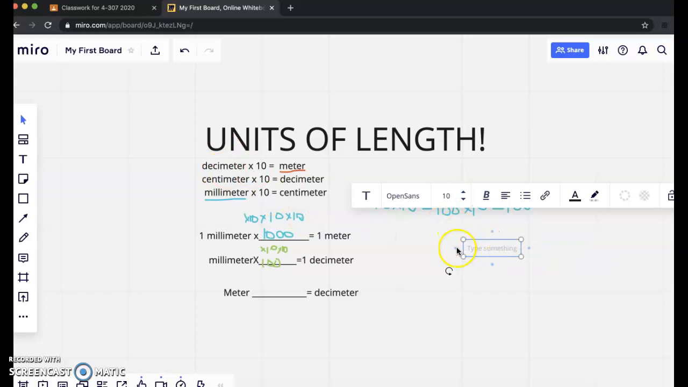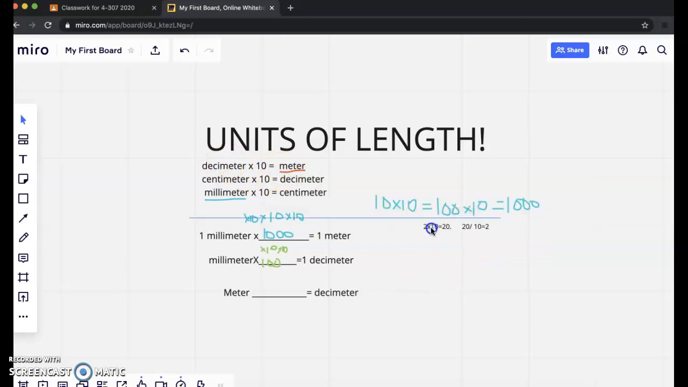So decimeter times 10 would be something similar to, let's say decimeter is 2, times 10 equals 20, right? So if we wanted to then go backwards, it would become 20 divided by, we'll do slash, divided by 10 equals 2. So you would have to go backwards. Instead of multiplying to get bigger, you have to divide to get smaller, all right? So I will show you exactly how to do that.